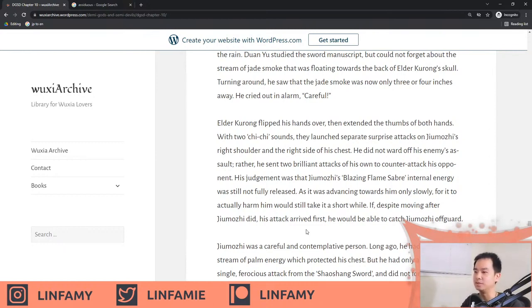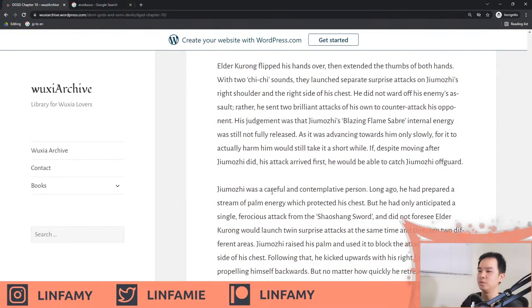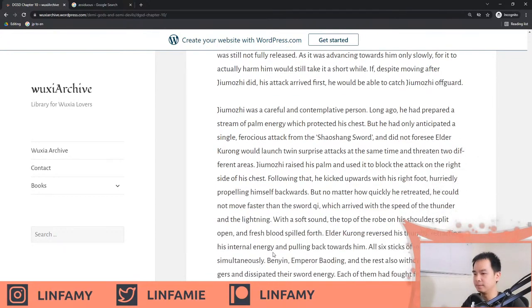His judgment was that Jiu Mozi's blazing flame saber internal energy was still not fully released. As it was advancing towards him only slowly, for it to actually harm him would still take it a short while. If, despite moving after Jiu Mozi did, his attack arrived first, he would be able to catch Jiu Mozi off guard. Jiu Mozi was a careful and contemplative person. Long ago, he had prepared a stream of palm energy which protected his chest, but he had only anticipated a single ferocious attack from the Shaoshang sword, and did not foresee Elder Ku Rong would launch twin surprise attacks at the same time, and threaten two different areas.